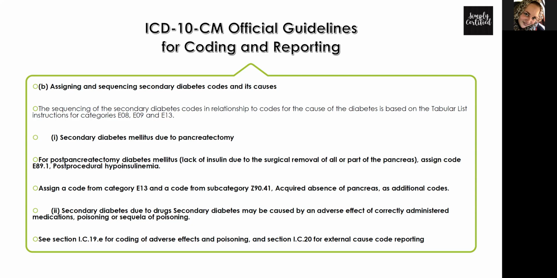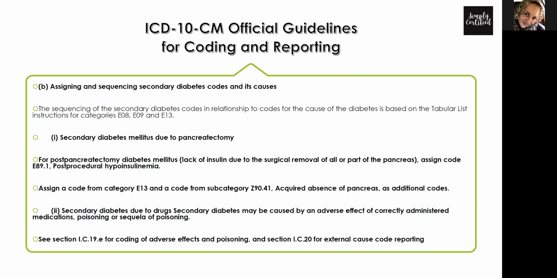Now, the reasoning behind that is they have post-procedural hypoinsulinemia right now, okay? But you would put the diabetes second. That's the secondary diabetes. But the reason that they have the diabetes, right? And the reason that they have the post-procedural hypoinsulinemia is the acquired absence of the pancreas. They had their pancreas removed. They weren't born without it, so it was acquired. So it tells a story. Again, everything is going to tell a story.